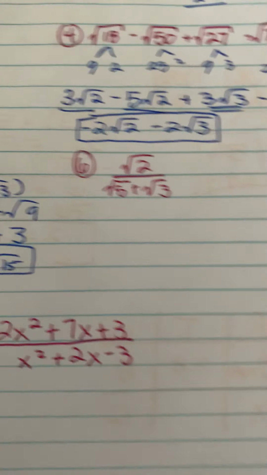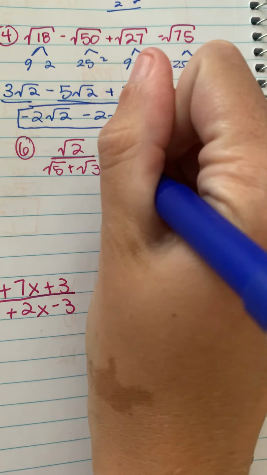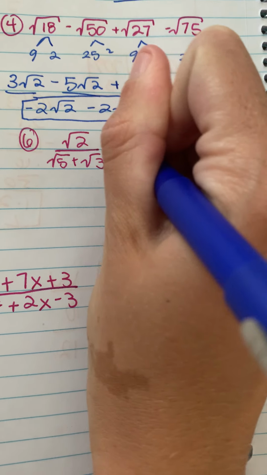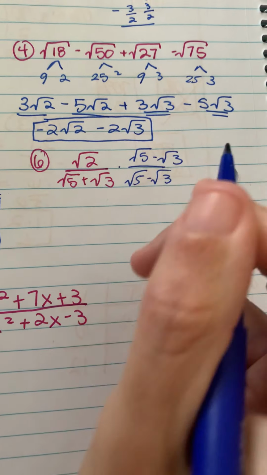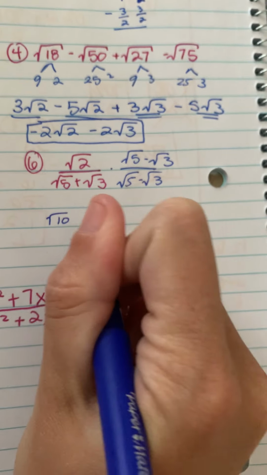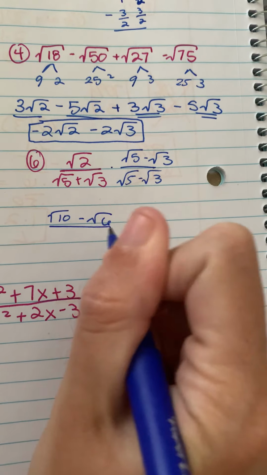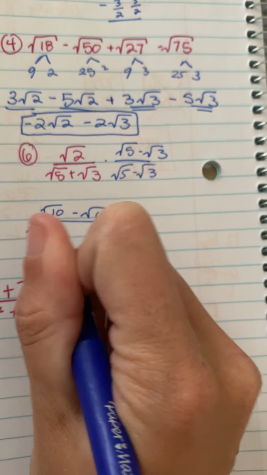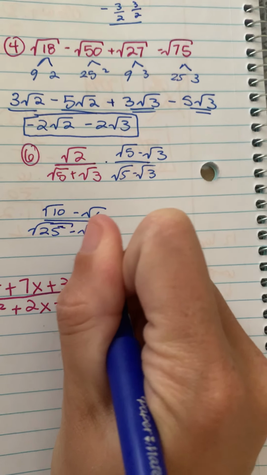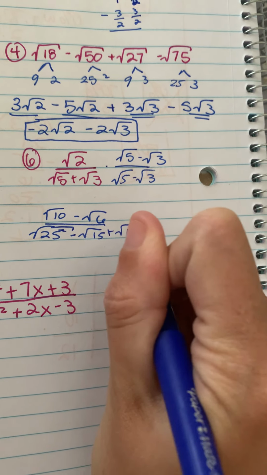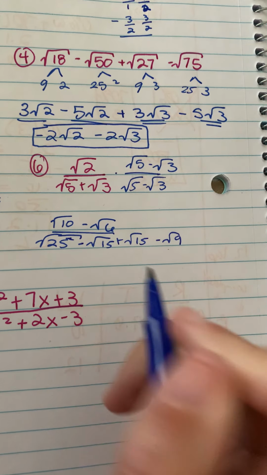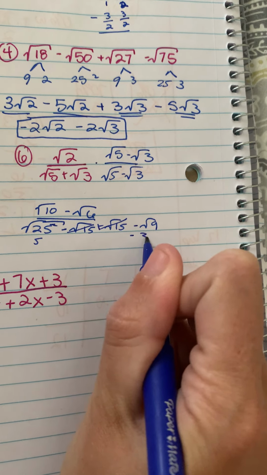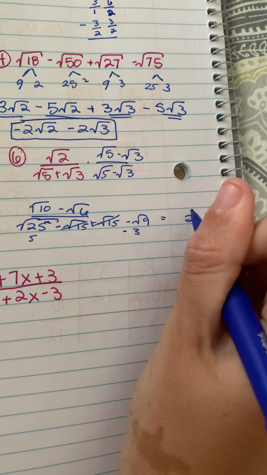Okay, number 6, I cannot have a square root on the denominator, so multiply by the conjugate. So square root of 5 minus square root of 3, top and bottom. Okay, and then distribute. So on top I get square root of 10 minus square root of 6. On bottom I get square root of 25 minus square root of 15 plus square root of 15 minus square root of 9. So the middle terms always cancel on conjugates. And then I have 5 minus 3 on bottom, which is 2.